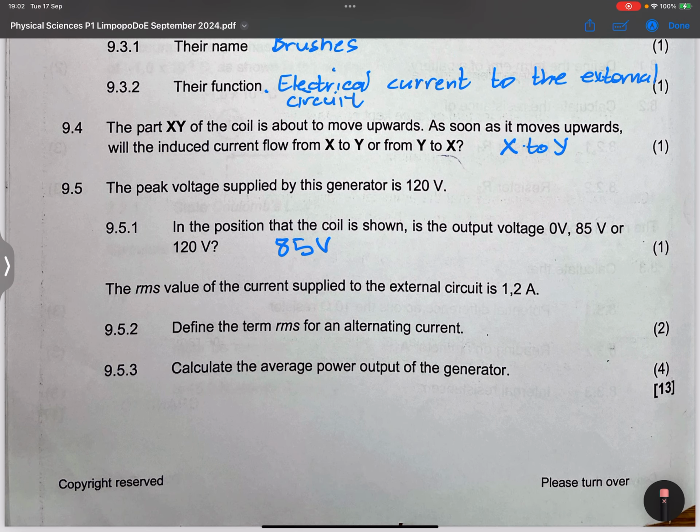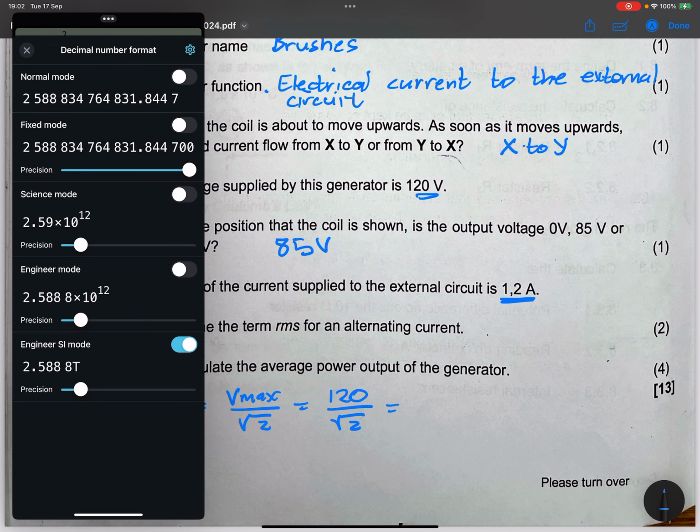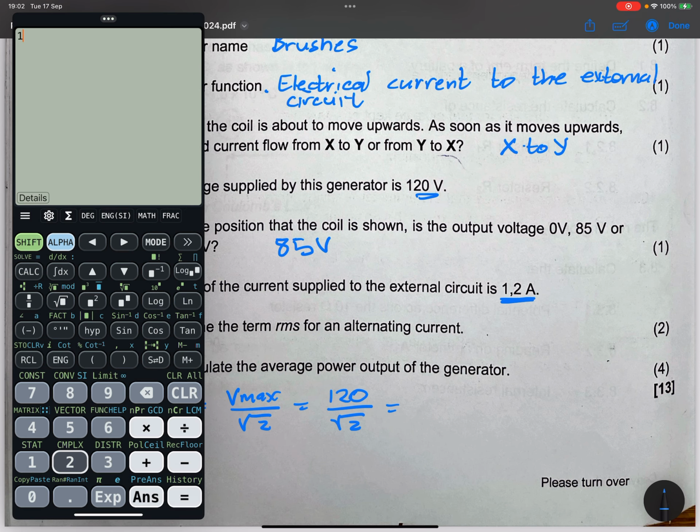And they say, calculate the average power output of the generator. We are given the RMS current, and they had given us the peak voltage, so firstly we need to find our RMS voltage. VRMS will be Vmax divided by the square root of 2, that's 120 divided by root 2. That gives us 84.853. I'm going to leave it like that.